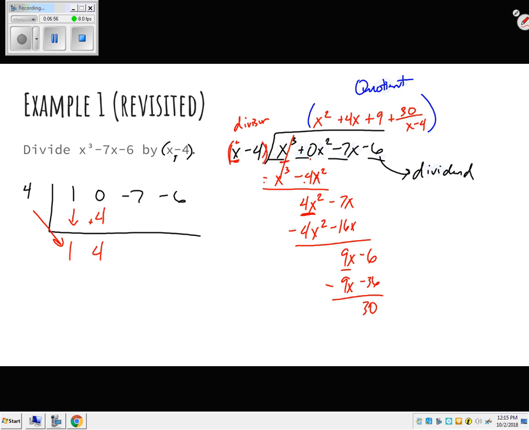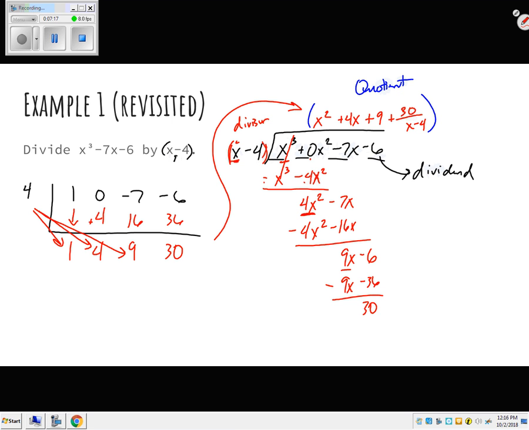And just like my student said this morning, I repeat. So now I'm going to do the 4 times 4, and then I add my columns. I do the 4 times the 9, and then I add my columns. Those numbers on the bottom should look familiar to you. Those are just the numbers that we had up here in my quotient from the long division problem.